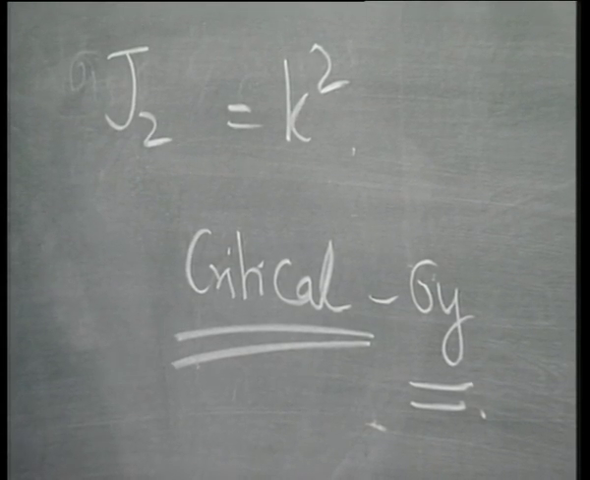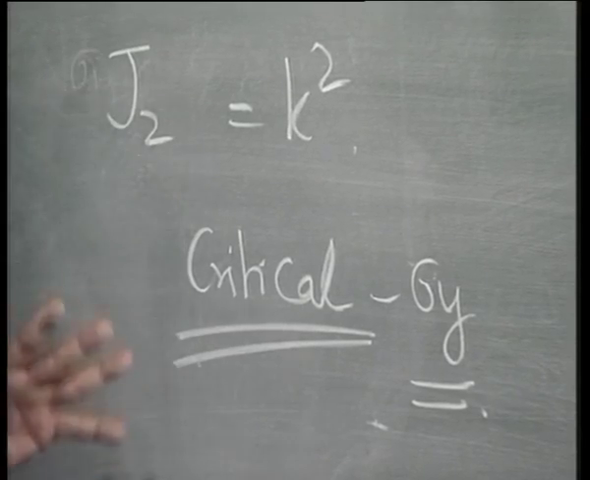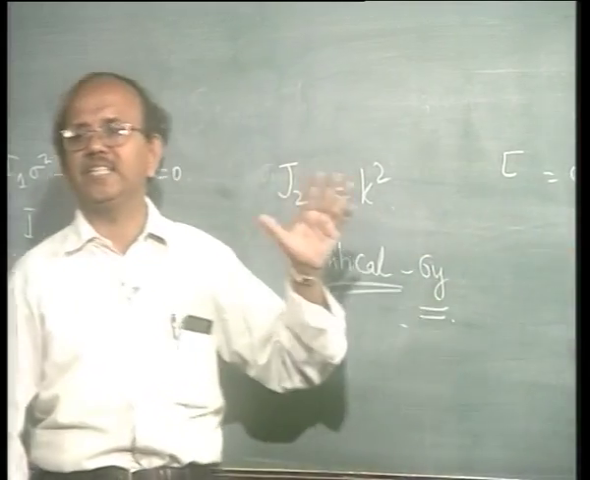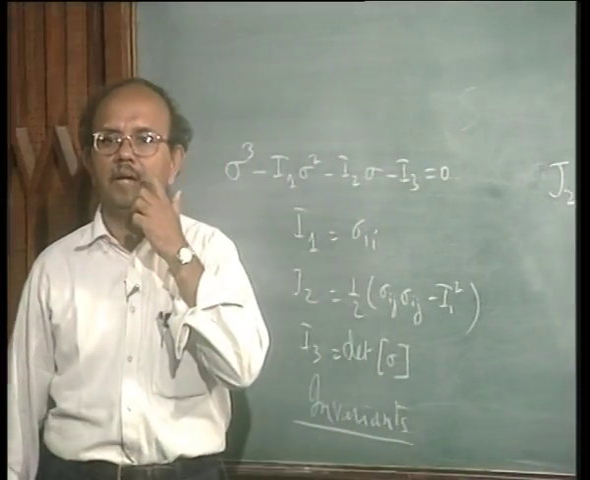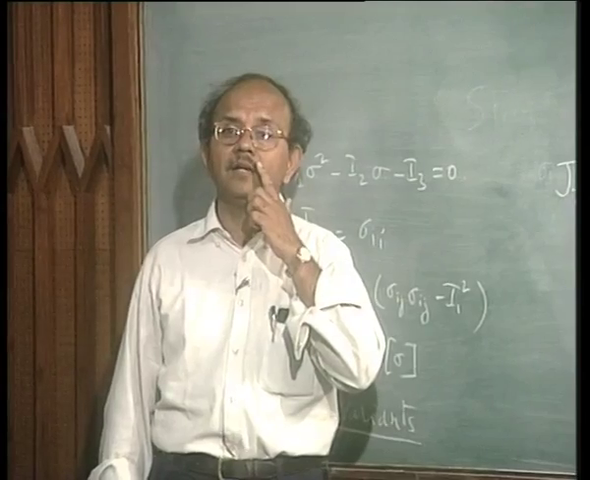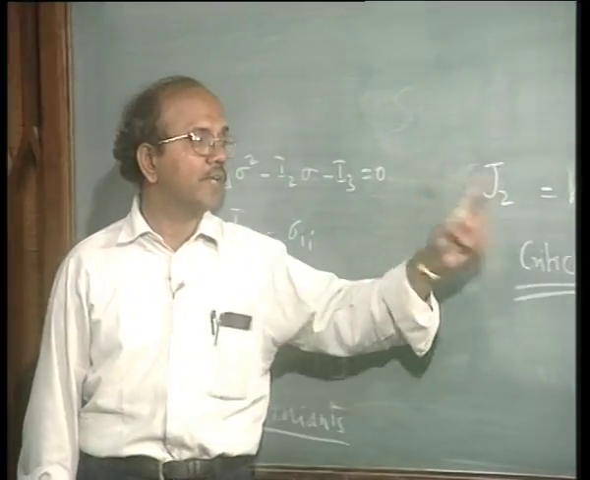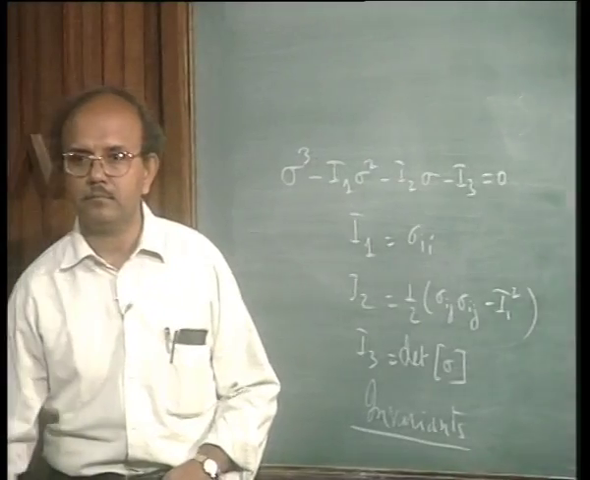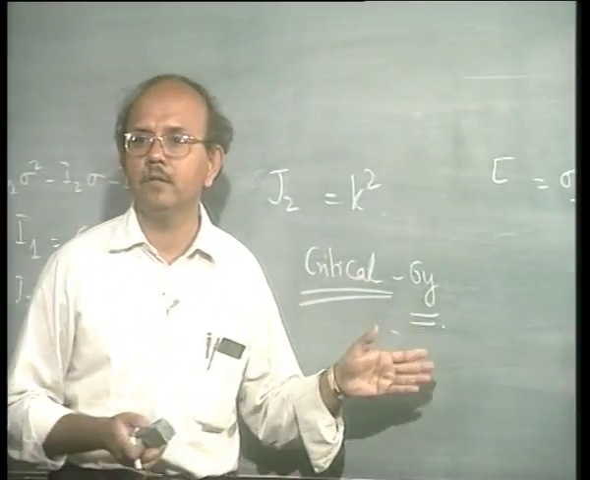So, in other words, what am I going to do? I am going to apply whatever theory I have developed so far for yielding to a uniaxial case and see whether I can get the value of k, which should ultimately depend upon sigma y. That is what we are going to do now. Any questions so far? Is it clear?